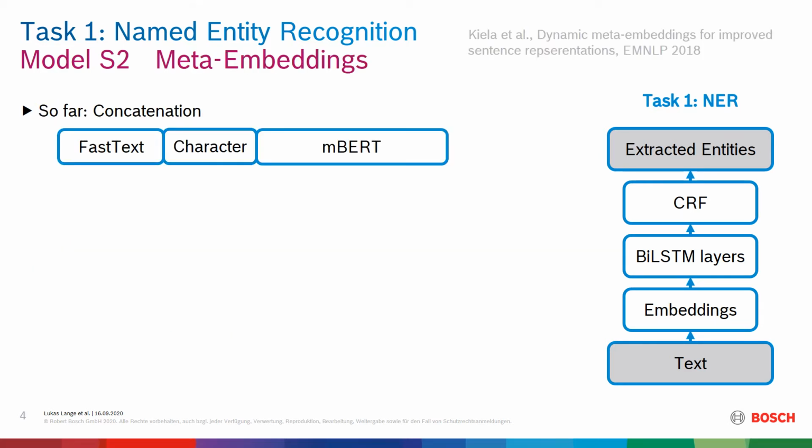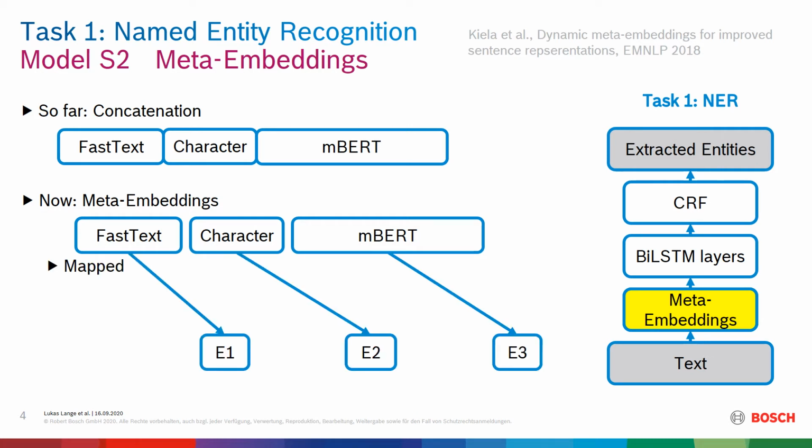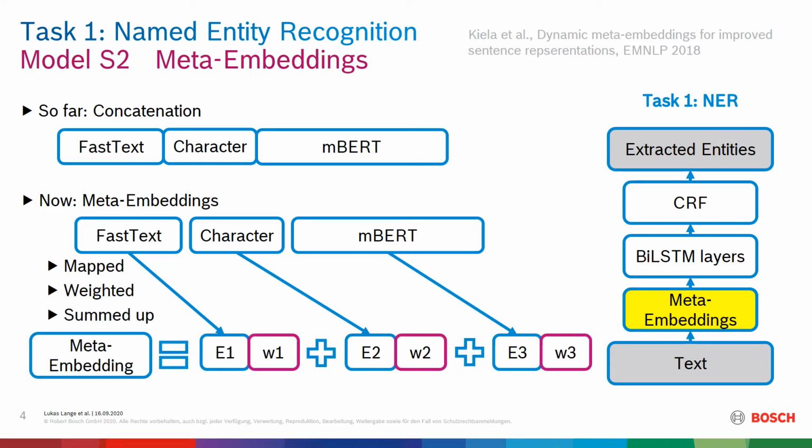Our first change concerns the embedding layer. Instead of concatenating the different embeddings into one big vector, we experimented with meta-embeddings that compute weighted averages of multiple embeddings, and thus this reduces the overall embedding size. For this, the embeddings are mapped to the same size and then weighted using attention. Finally, the embedding vectors are summed up, resulting in the meta-embedding representation.